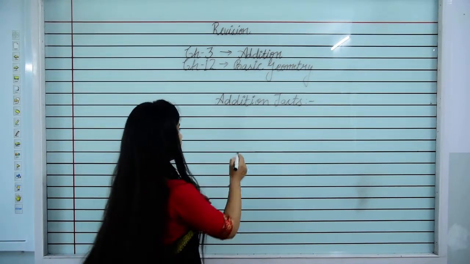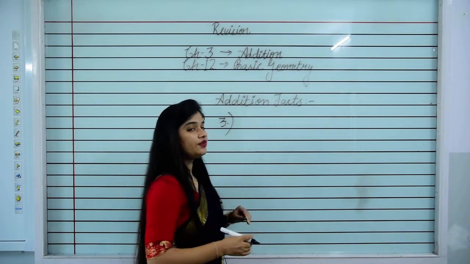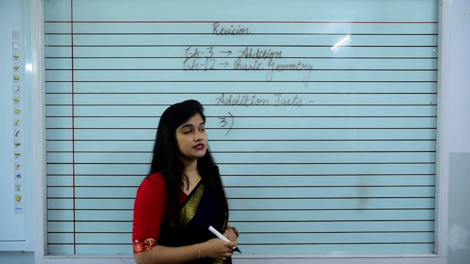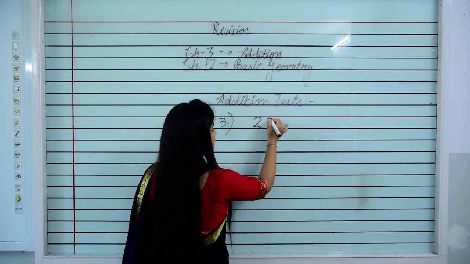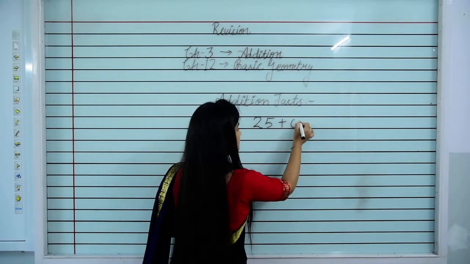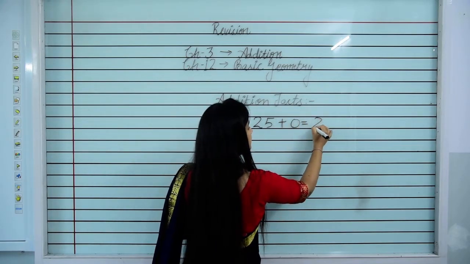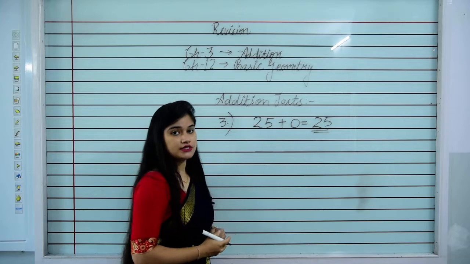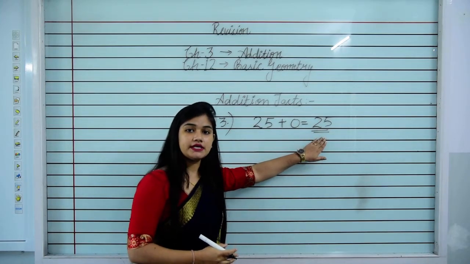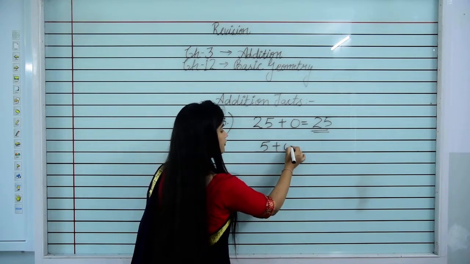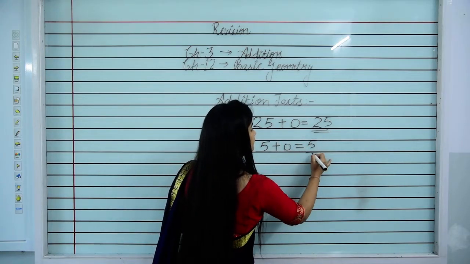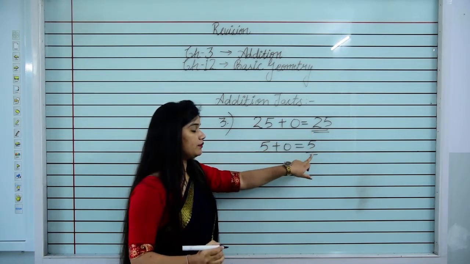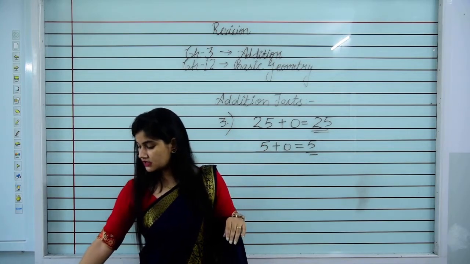The third addition fact is, if we add 0 to any number, then we get the number itself. We are taking a number 25 and we are adding 0 to this number. The result will be the number itself, it means 25. It means we can say if we add 0 to a number, the result will be the number itself. We are taking 5 and 5 plus 0 we are doing, and we get 5. What is the sum? 5. It means if we add 0 to a number, we get the number itself. This was the third addition fact.